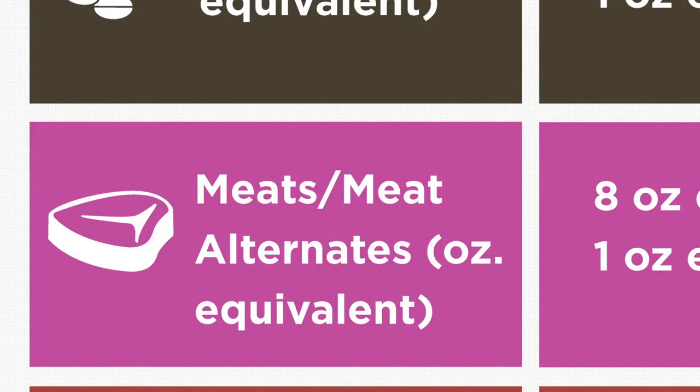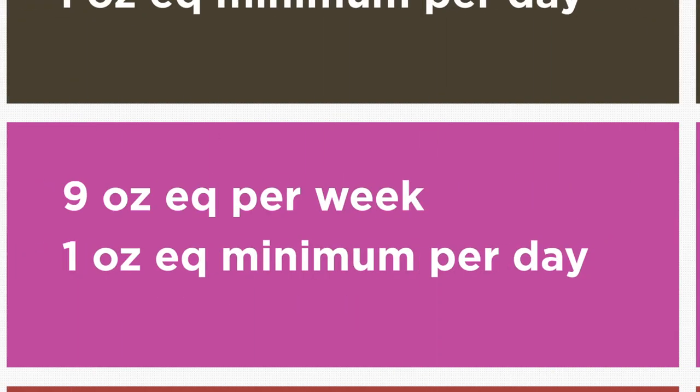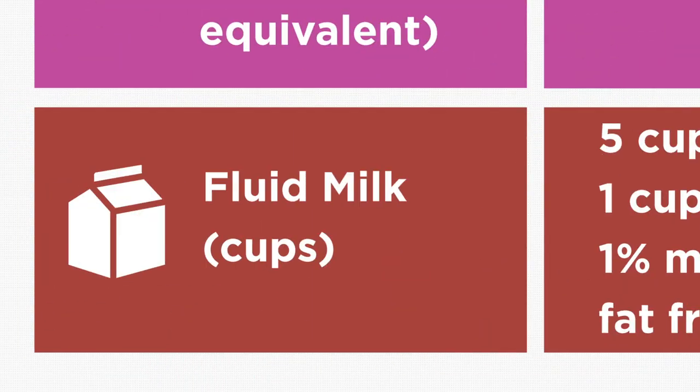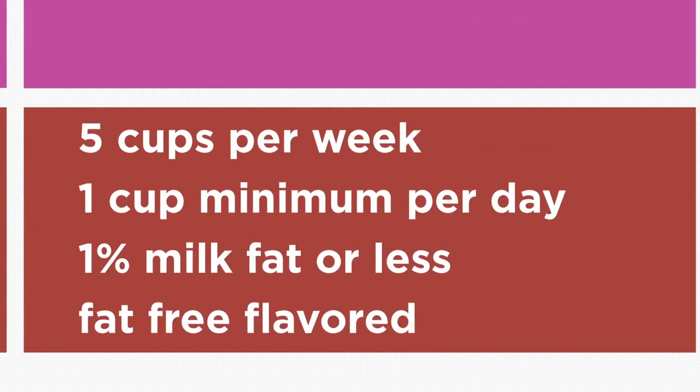For the meats or meat alternates component of lunches for grades 6 through 8, the requirement is the equivalent of 9 ounces per week, or a minimum of 1 ounce per day. For fluid milk, the 6 through 8 meal pattern for lunch requires 5 cups per week, or a daily minimum of 1 cup. All fluid milk must be 1% milk fat or less. If flavored milk is used, it must be fat-free.